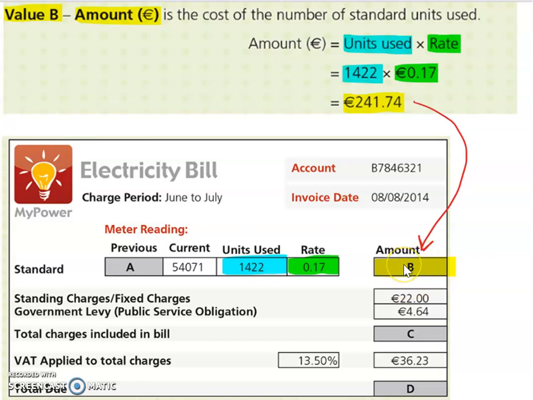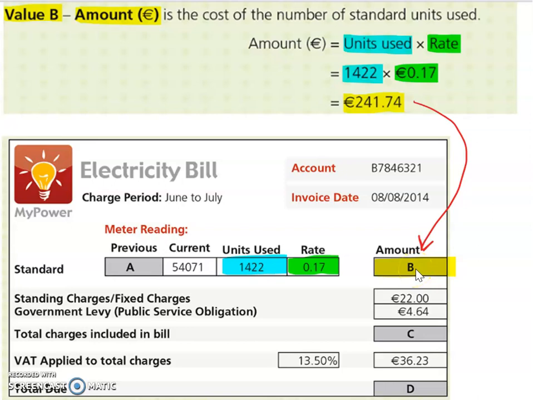Next, we want to work out B, which is the amount. So this is going to be a money amount. So B is the amount in euro, is the cost of the number of standard units used. So the amount will be the units used multiplied by the rate. So the units used in this month were 1,422. The rate is 0.17 euro per unit. So we're going to multiply these. So 1,422 multiplied by 0.17 gives us 241.74. So that's the amount of money for B.